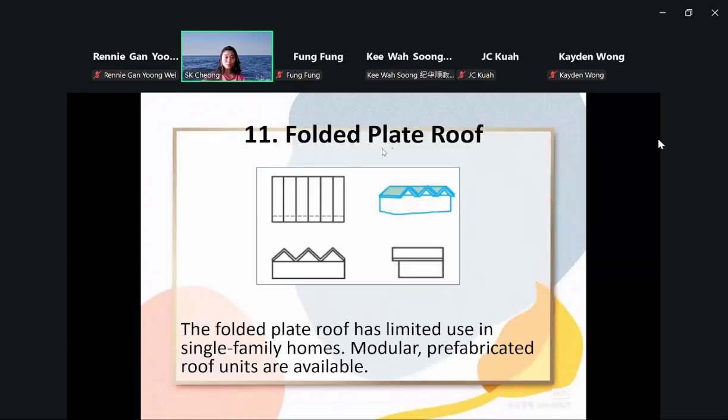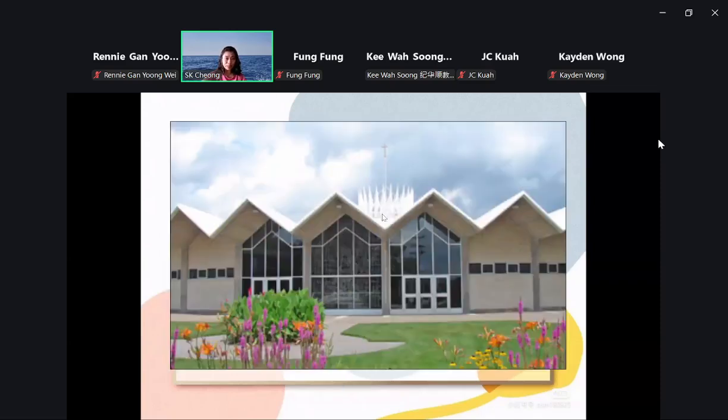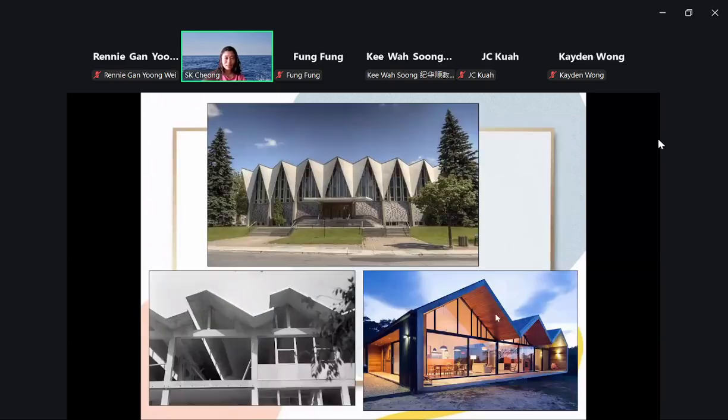Folded plate. You can see from here, a gable, but the folded plate roof has limited use. That's why it is not common, mostly prefabricated. Again, some photos to share with you.